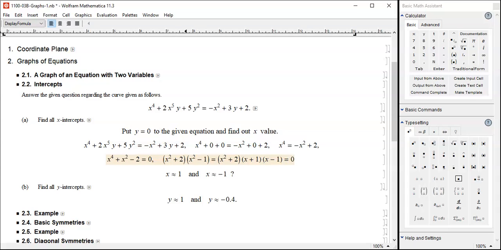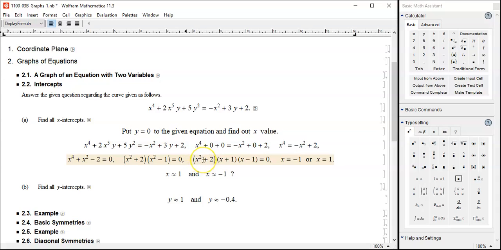I just factored x squared minus 1 a bit further. So x plus 1, x minus 1. I just got that. And then from the first factor, I get nothing. From the second factor, I get x equals negative 1. And finally, from the third factor, I get x equals 1.